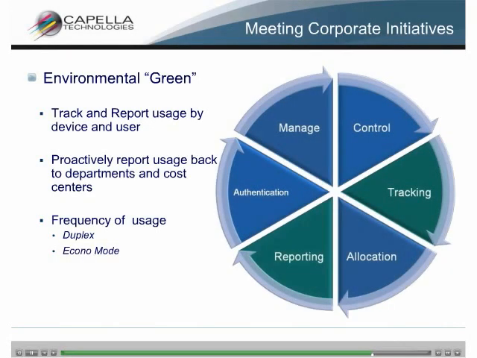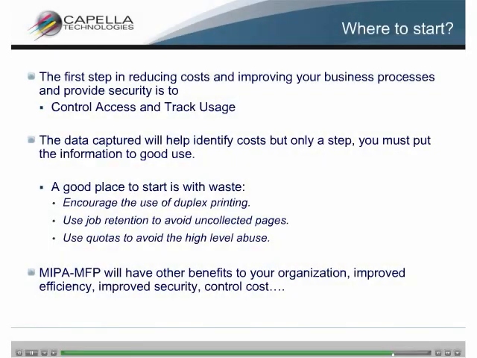The Environmental Green Initiative is very important in being able to understand how devices are being used and where waste and abuse may occur. Being able to track and provide reports of usage by device and by user. Proactively have reports sent to departments and cost centers to show what their activity is, and also be able to understand the frequency of usage on key functions or features on the device. For example, being able to understand the utilization of duplexing, economy mode, color to monochrome, or what's being printed by application. Where does an organization start?